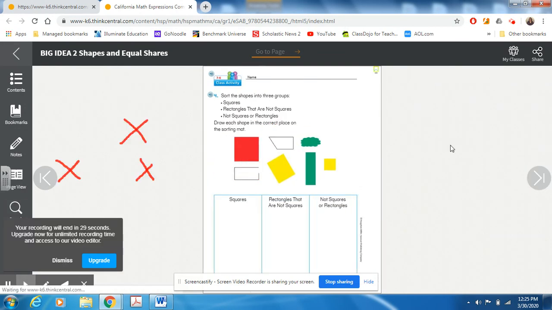For the next page, they're doing something similar. Here now, though, they are sorting these shapes into groups. So they're actually going to try to draw these shapes the best that they can into the sections over here. So all the squares are going to go down here. So I can see this red square. It'll go down this way. This yellow square will go down over here. And then rectangles that are not squares, so all the rectangles are going to go here. 2 rectangles, a yellow one and kind of this teal one.